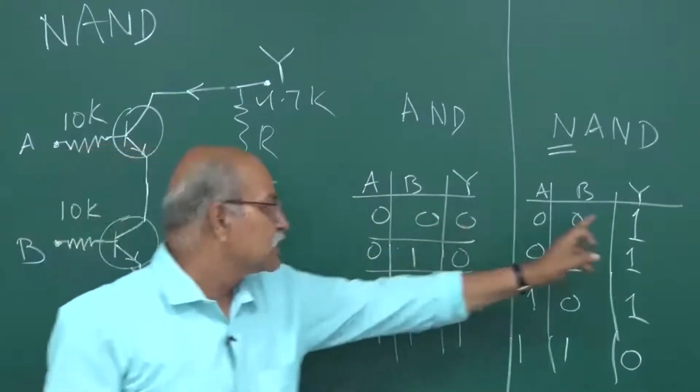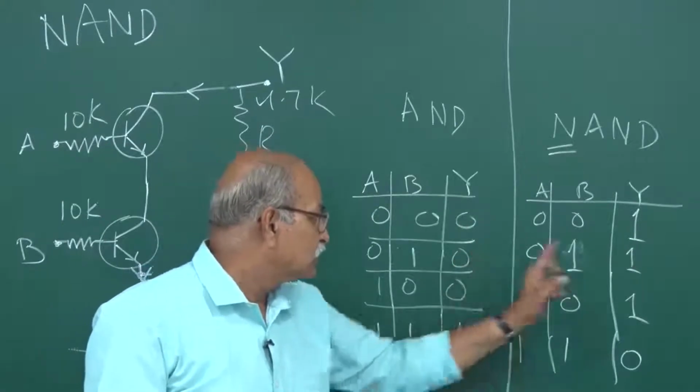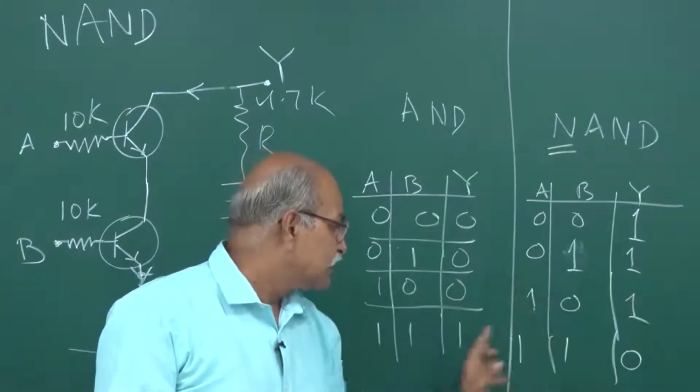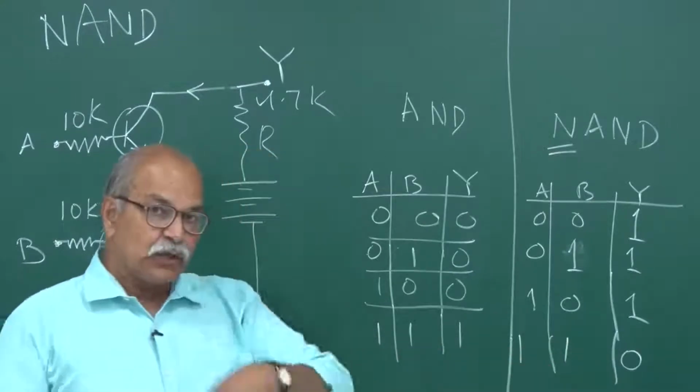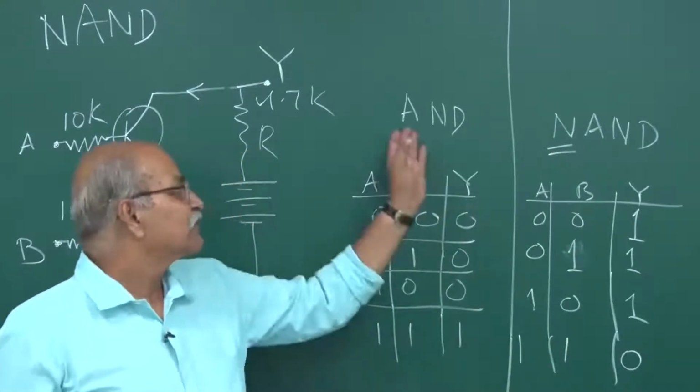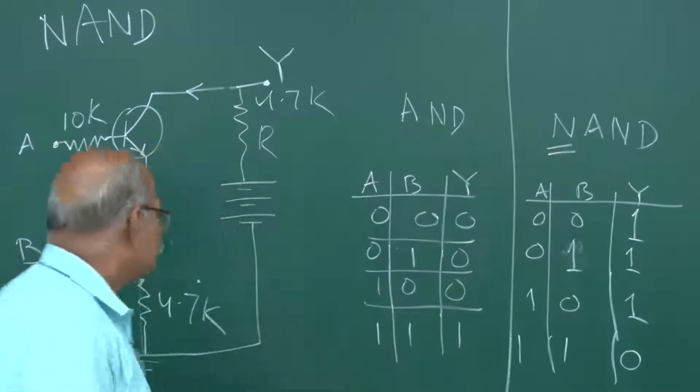If this is 0, this is 1. If this is 0, this is 1. This is 0, this is 1. This is 1, this is 0. So it is just NOT of AND, and therefore the name NAND.